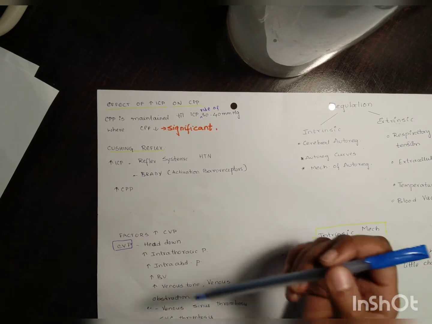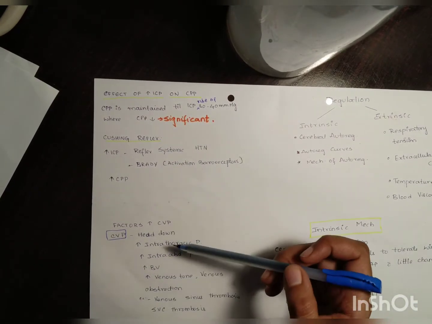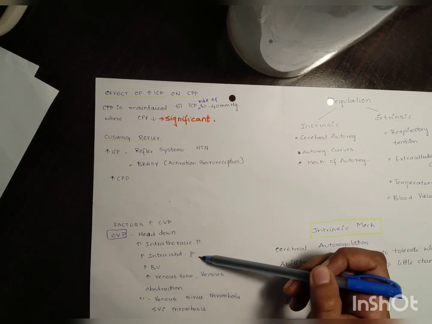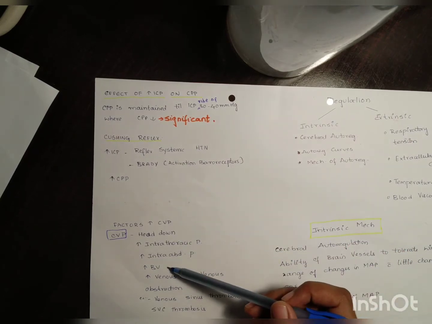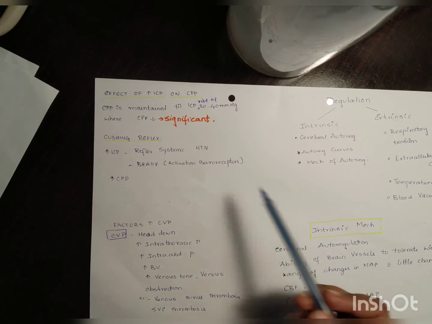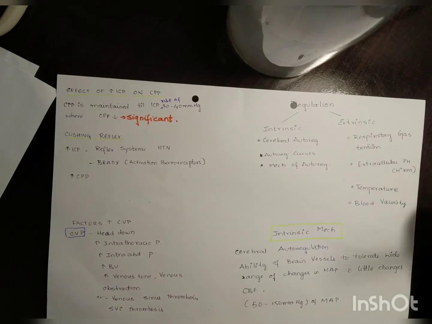hypertension and also bradycardia. This bradycardia occurs because of activation of the baroreceptors, which in turn increases the cerebral perfusion pressure. So let's see some of the factors which increase the CVP. Mainly, you can see that any head down position, any increase in the intrathoracic pressure, intra-abdominal pressure, increase in the blood volume, or increase in the venous tone or venous obstruction, as can be seen in SVC thrombosis and venous sinus thrombosis, all these factors will cause an increase in the CVP and increase in cerebral venous pressure and increase the ICP.